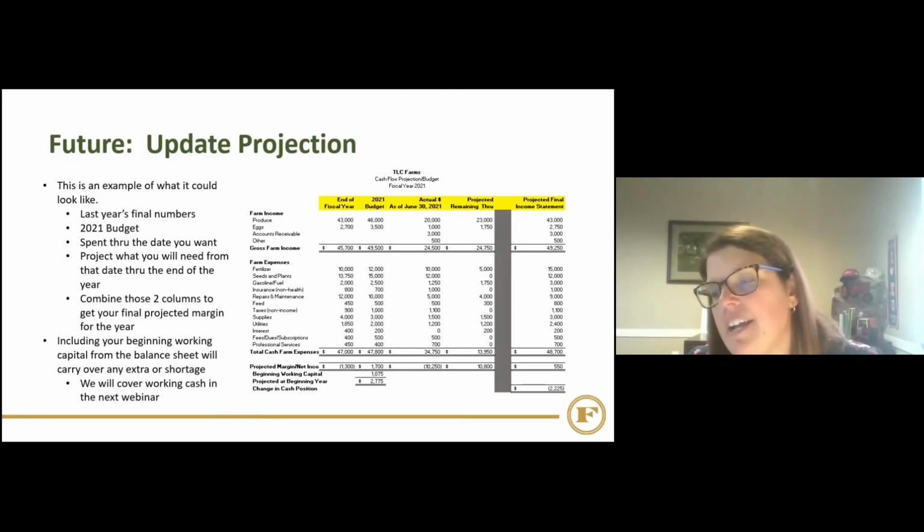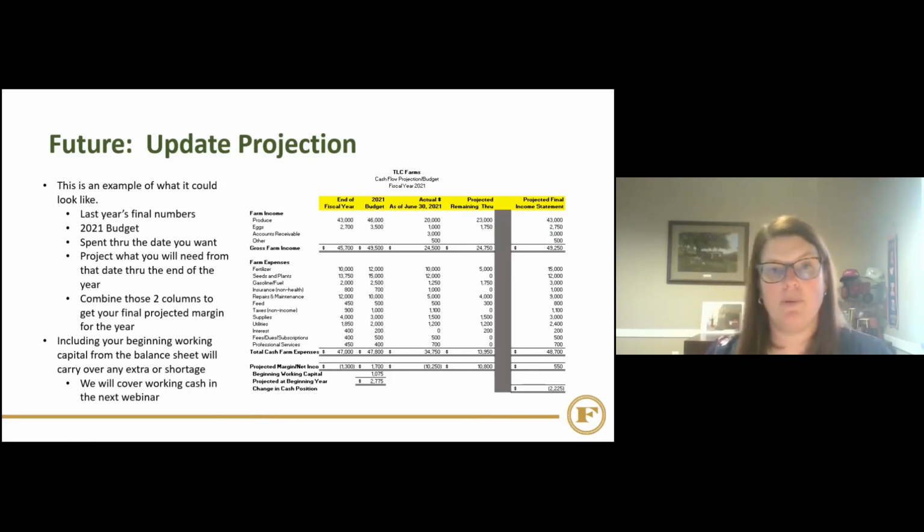And then if you notice, I have something called beginning working capital. Beginning working capital, and we'll talk more about this in the second webinar, is your current assets minus your current liabilities at the end of your fiscal year. And what this means is basically it's the money you have left over for operations after you pay all your bills for the year. So in this case, TLC Farms has $1,075. They're projecting they're going to make $1,700 cash, and that's their cash income. There's no accruals included in that. And then they added in the $1,075 they're carrying over from a previous year.